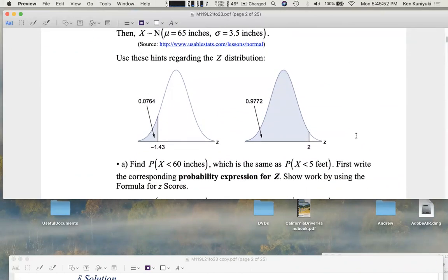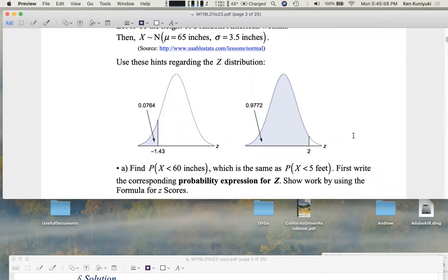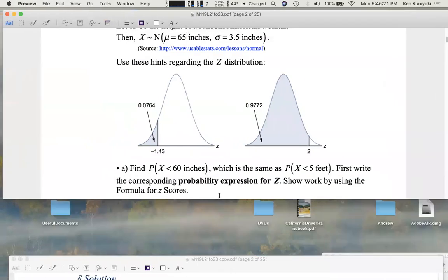Part A, find the probability that X, the height of a random American woman, is less than 60 inches, or 5 feet. First, we're going to write the corresponding probability expression for Z. I want you to standardize. Notice that the tutor homework site is expecting you to standardize because it's working with z-scores, not x-scores. We're going to show work by using the formula for z-scores.